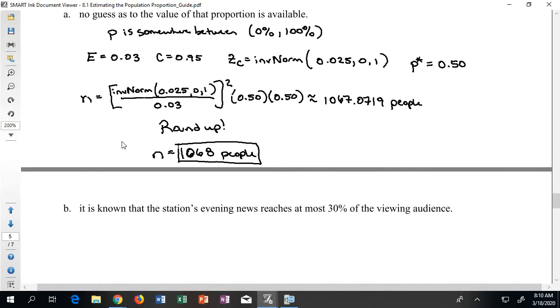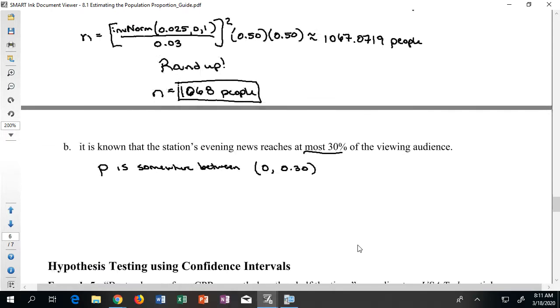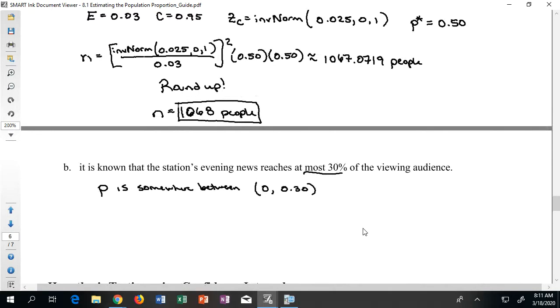Okay, so for part B, here's what I ended up with. I would say that if it is known that a station's evening news reaches at most 30% of the viewing audience, I know that P is somewhere between 0% and 30%, right? It's got to be in there because 30 is the most it can get up to. Okay, so no big deal.